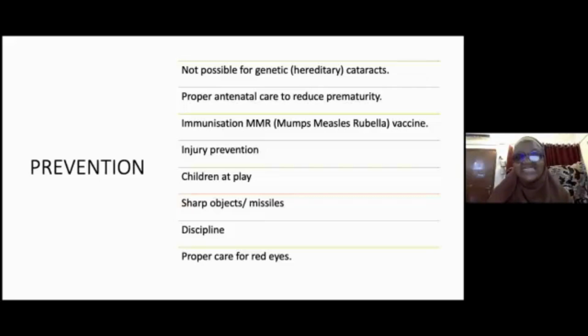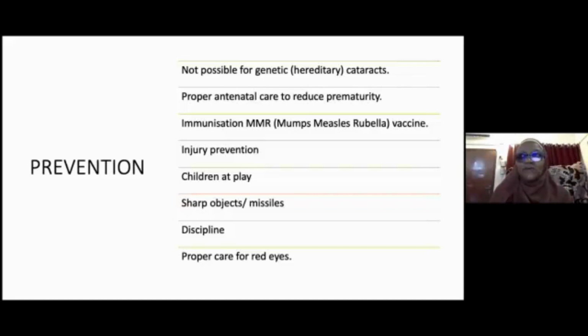So they need to be absolutely careful with these objects because this can put them in the eye and result in a cataract. When children are at play, they should be cautioned. No rough play, missiles, throwing things like bags, balls, stones, all these should be discouraged. It's very important.